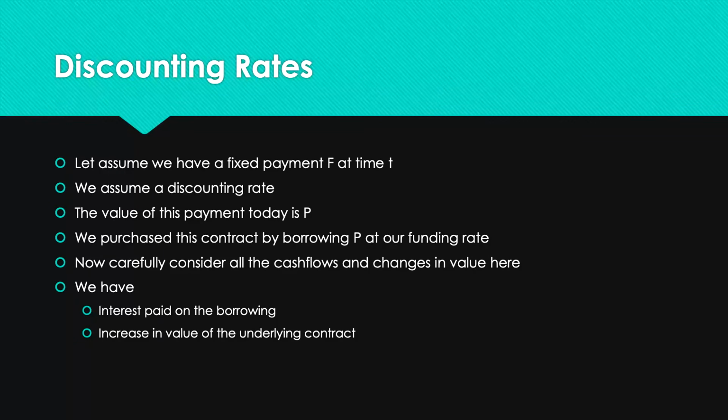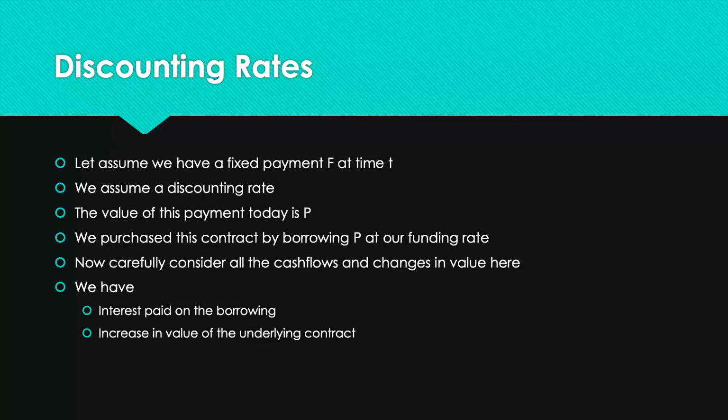Okay, so now discounting rates. One of the questions is how do you work out what the discounting rate is going to be? For example, what rate should you use to discount a future payment? So let's assume we have a simple case of a fixed payment, F for fixed, at a time t. We'll assume some discounting rate and we'll value the payment today, giving a present value of P.